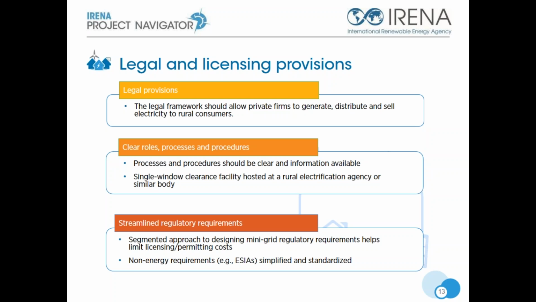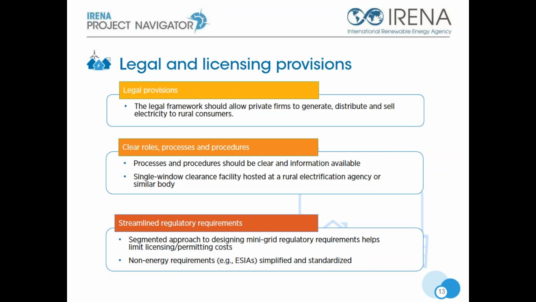For example, clear licensing and regulatory guidelines tailored to mini-grid are essential. This information should be easily available, for example, through dedicated mini-grid information portals. In the report we mentioned Tanzania, for example, for an up-to-date policy guide. We also mentioned the mini-grid licensing guide that the Kenyan government prepared together with GIZ. A common approach is to establish a single window facility hosted at a rural electrification agency or similar body.